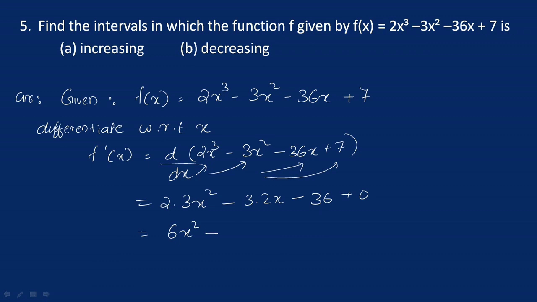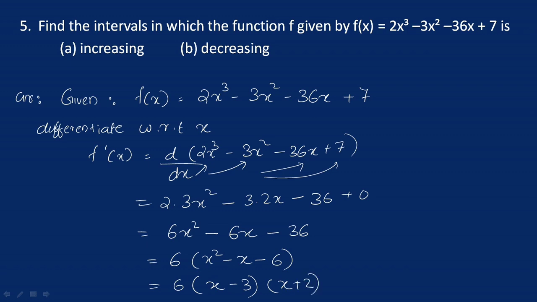So we have 6x² − 6x − 36, or 6 is taken outside, so x² − x − 6, or 6 into (x² − x − 6), it can be written as (x − 3)(x + 2). That is f'(x). So let that be equation number 1.